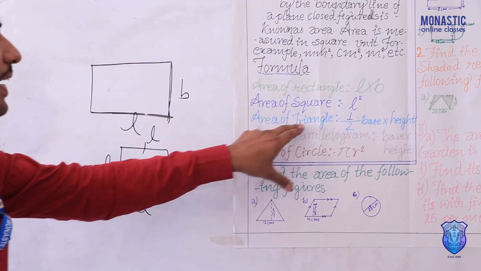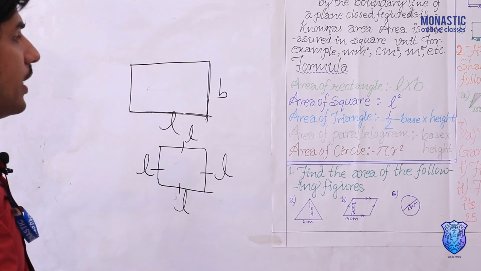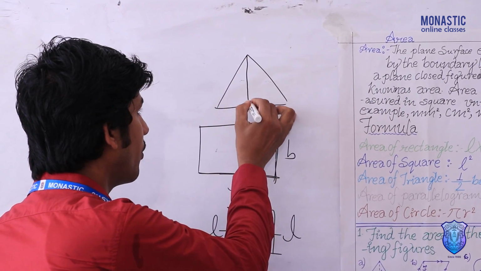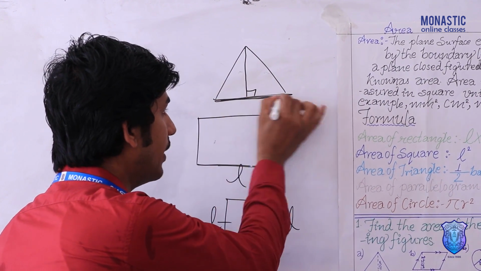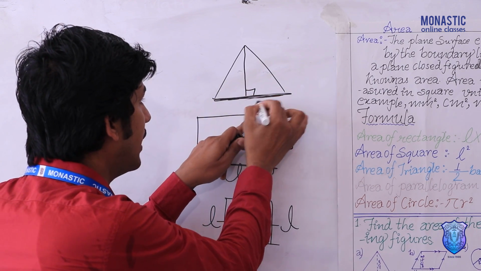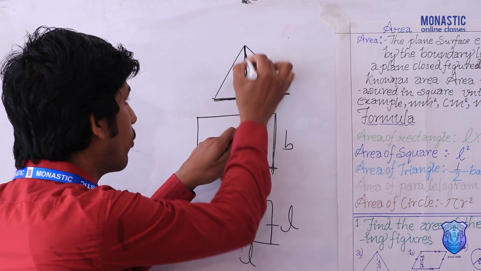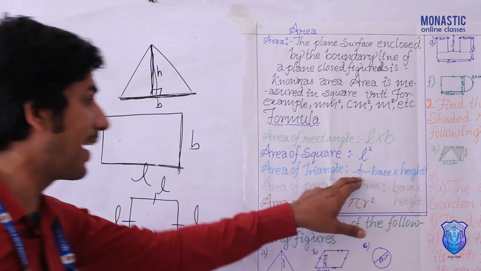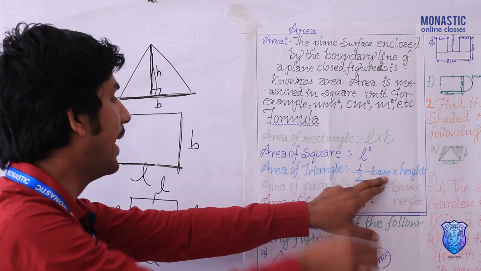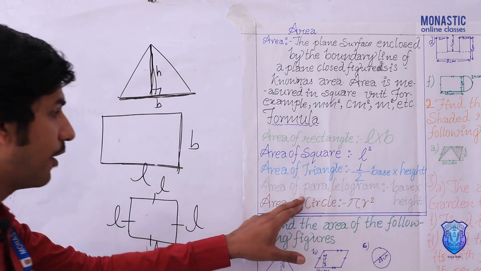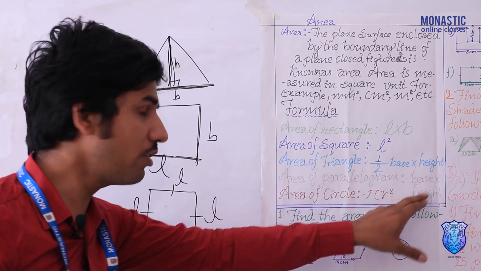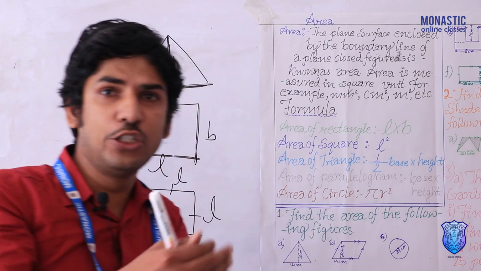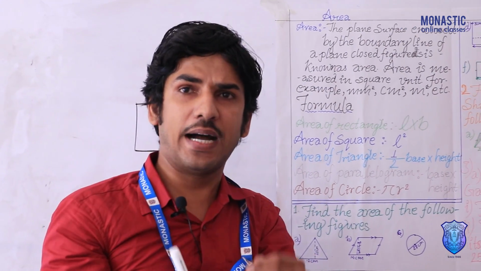Third point, area of a triangle. For a triangle, this surface is the base and this perpendicular is the height. So the area of a triangle is equal to half base into height. Number 4, parallelogram: base into height. Circle: pi r square, or you can use pi d square by 4.